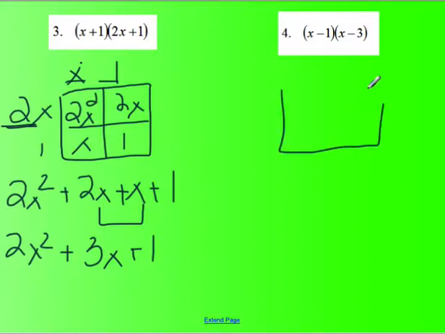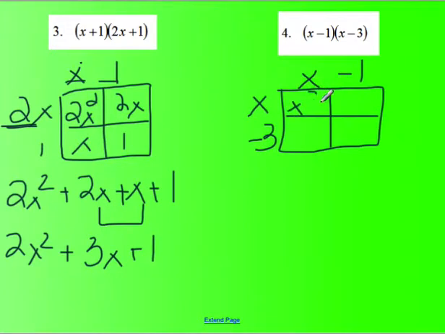Again, let's go ahead and multiply out this box. So here we have x minus 1, here we have x minus 3. And again, we're going to multiply into the box. x times x is x squared. Negative 1 times x is a negative x. Negative 3 times x is a negative 3x. Negative 1 times negative 3 is a positive 3.